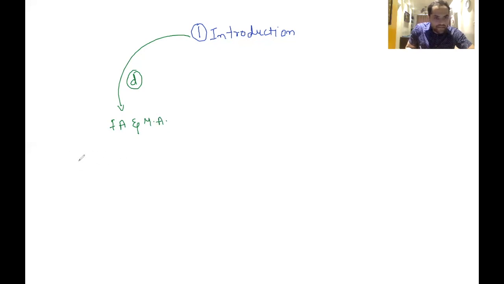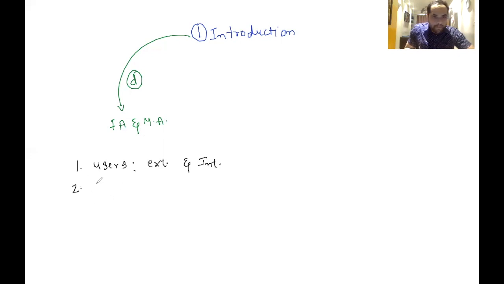So the first difference is about users, all right? Financial accounting is a process which provides information to external users, right? And management accounting is a process which provides information to the internal users, right? External, internal.